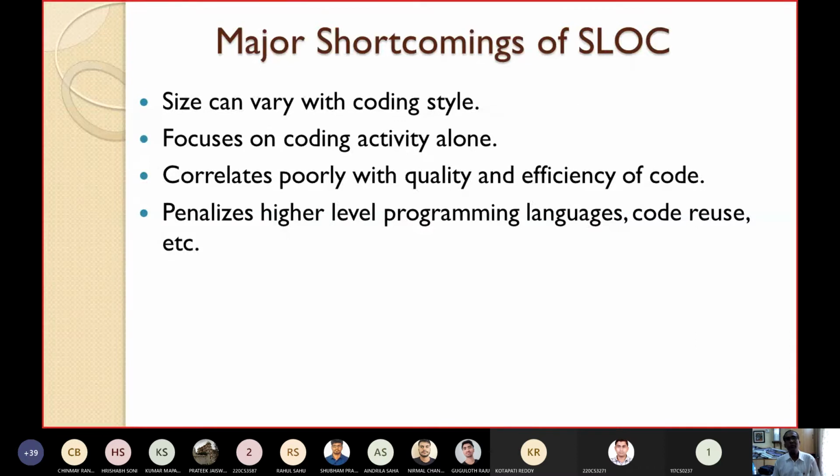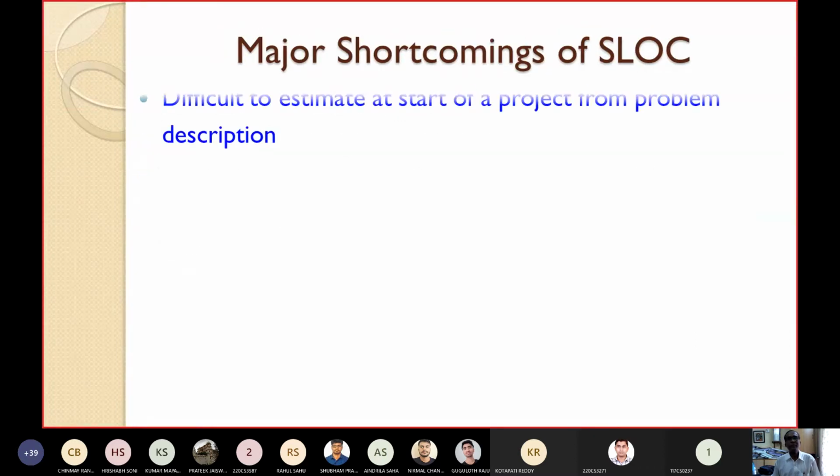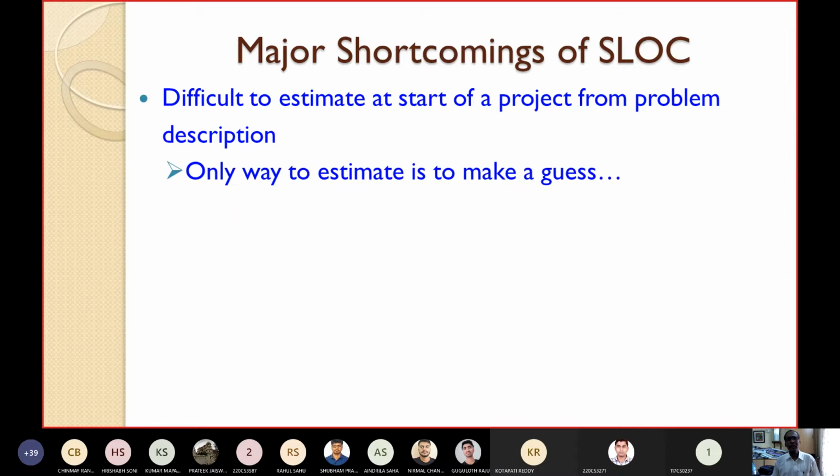So these are some of the shortcomings of LOC we have seen. A few more shortcomings I have written here. These are easy things you can read from the book. We will go to other things. Like it is difficult to estimate at the start of a project from the problem description. If only the SRS is given to you, it will be very difficult to estimate the LOC at the beginning of the project from the SRS document. The only way to estimate is to make a guess. Only by guessing you can estimate the approximate SLOC. So it is not very useful for project planning.